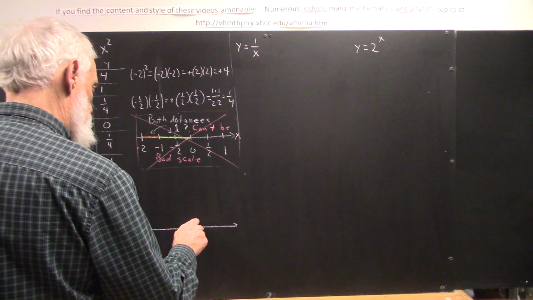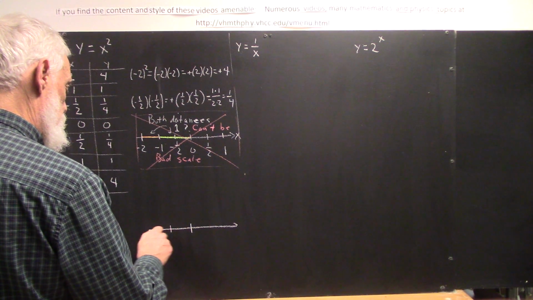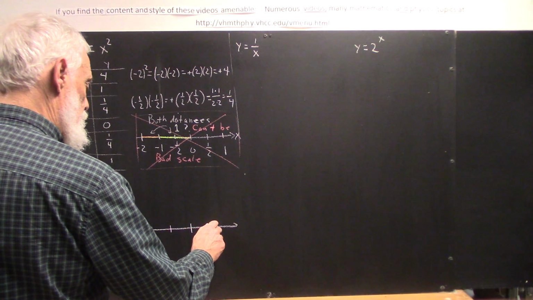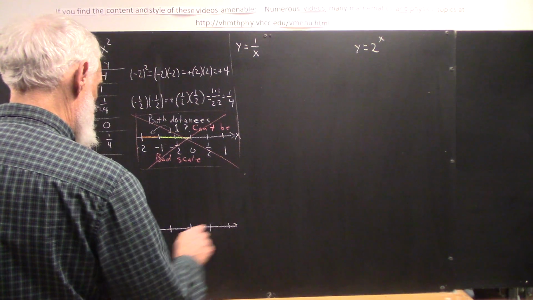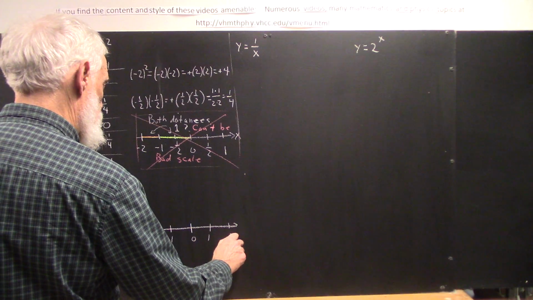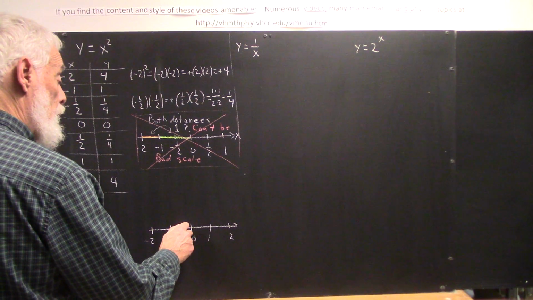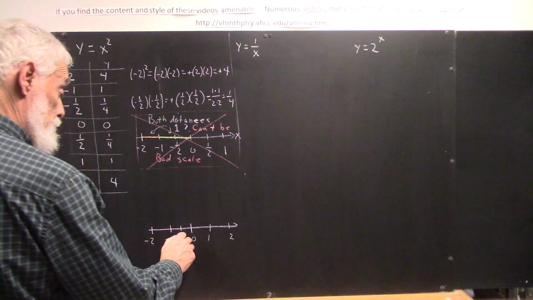And what I'm going to do is I'm going to put 0 here, and I'm going to put -1 here, and -2 here, and 1 here, and 2 here. So I've got -2, -1, 0, 1, 2. And then halfway between 0 and -1, that's where -1/2 goes.